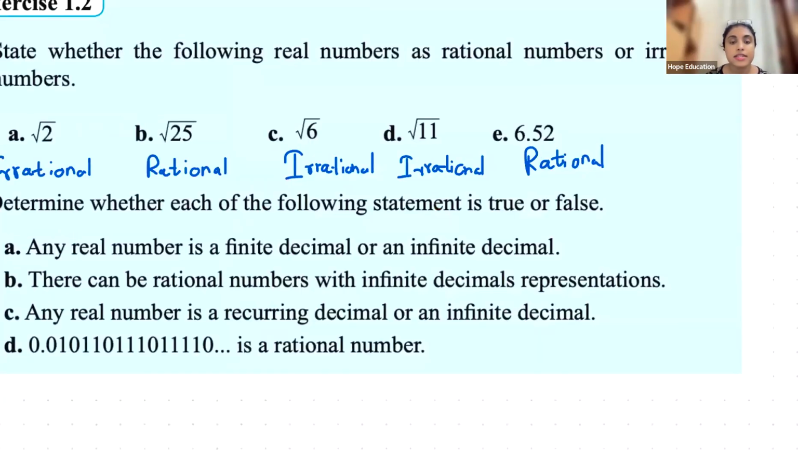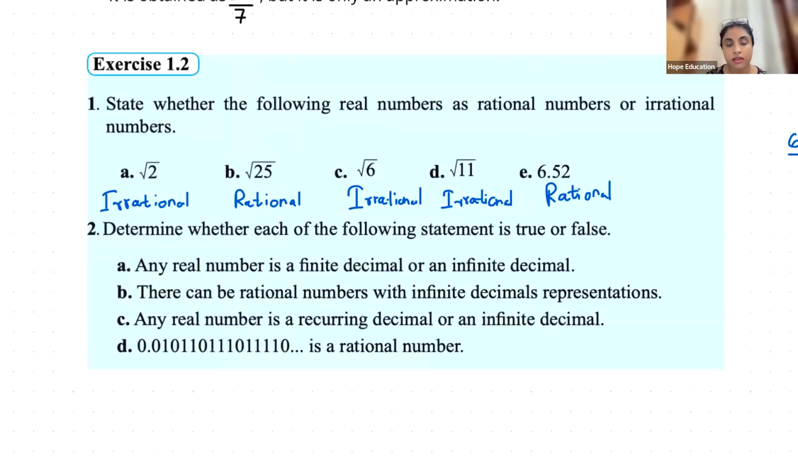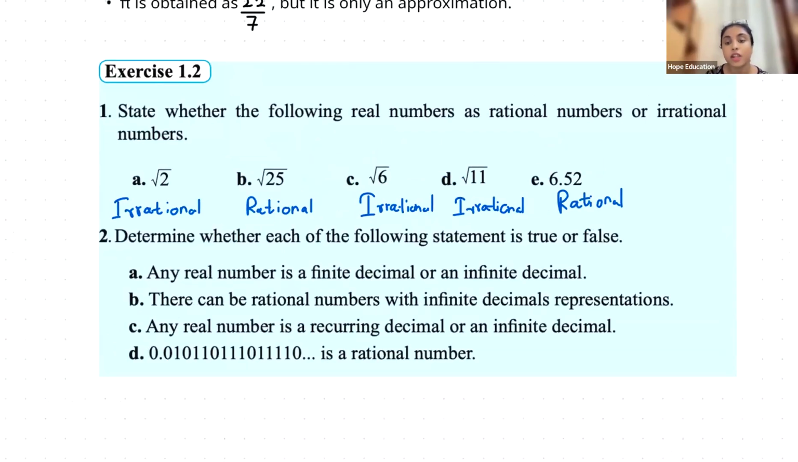Next one. Determine whether each of the following statements is true or false. A, any real number is a finite decimal or an infinite decimal. Is it true? Any real number is a finite decimal or an infinite decimal. Is it true? Okay. Others?